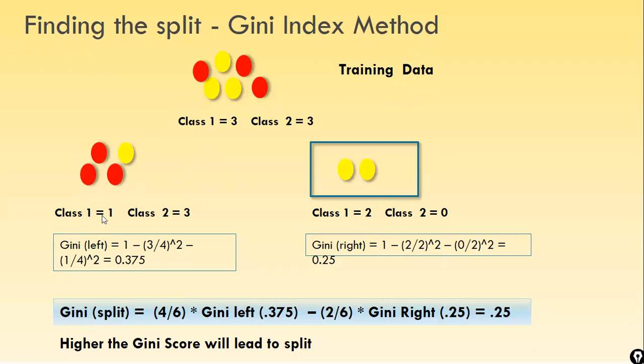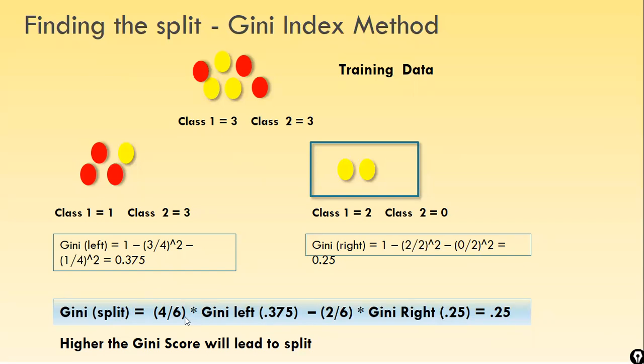Let me finish it. So here we have class 1 equal to 1, class 2 equal to 3, and something else. Here, you see, this is Gini left, Gini right. And here 1 minus 3 divided by 4. Here we have a total of 4, right? Class 2 is 3. 3 divided by the total number of values. 3 divided by 4 whole squared minus 1 divided by 4 whole squared equals 0.37. Similarly, on the right side you can get 0.25. And you need to plug all these values into this final formula. The Gini split is equivalent to 4 divided by 6 into Gini left 0.375.